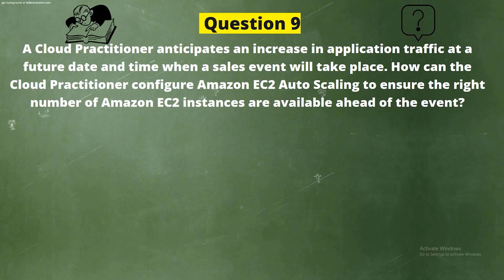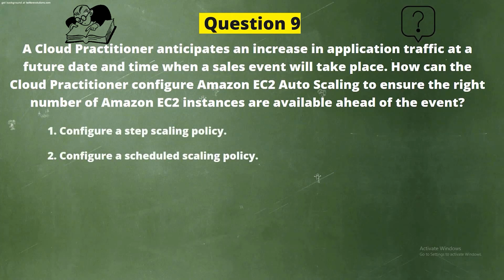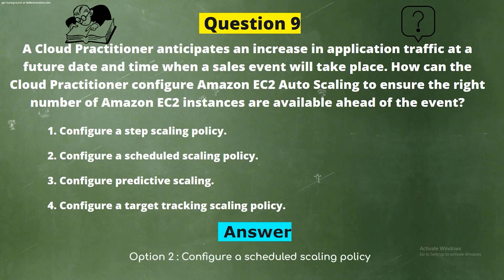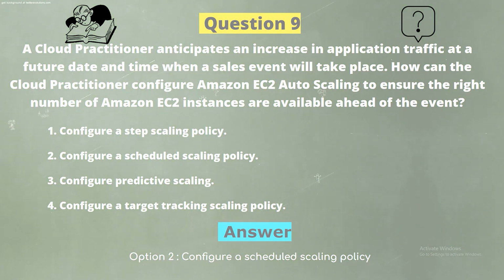And the options are: Option 1, configure a step scaling policy. Option 2, configure a scheduled scaling policy. Option 3, configure predictive scaling. Option 4, configure a target tracking scaling policy. And the correct answer is Option 2, configure a scheduled scaling policy.